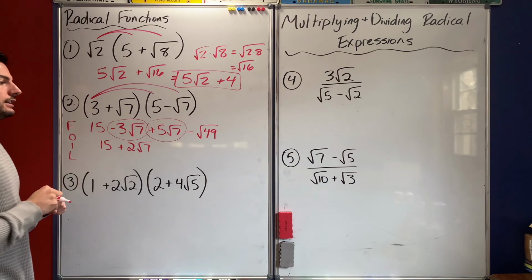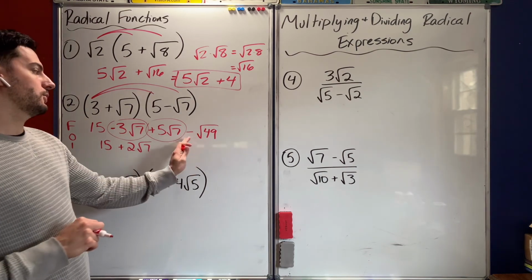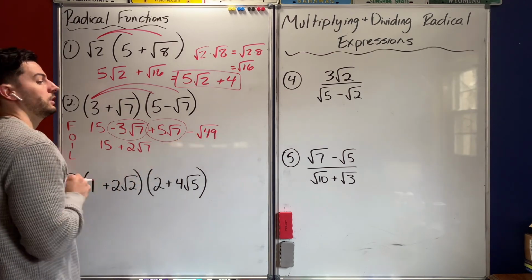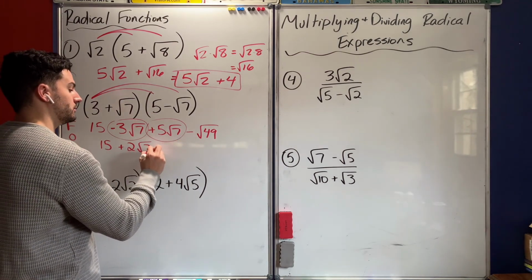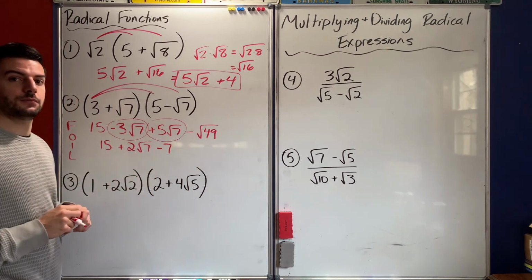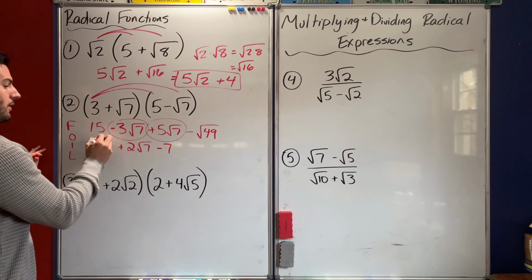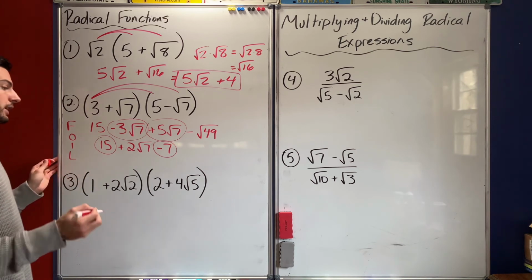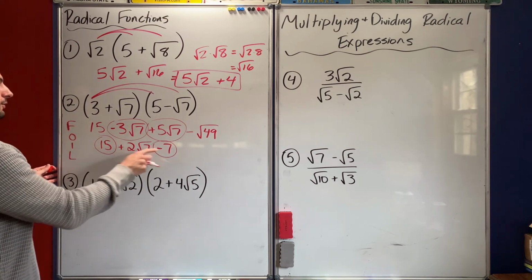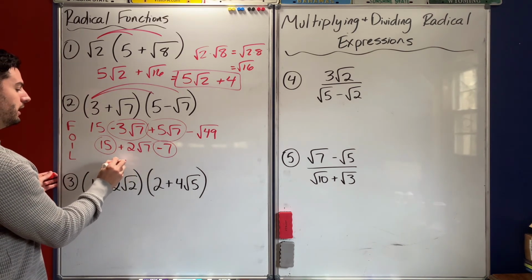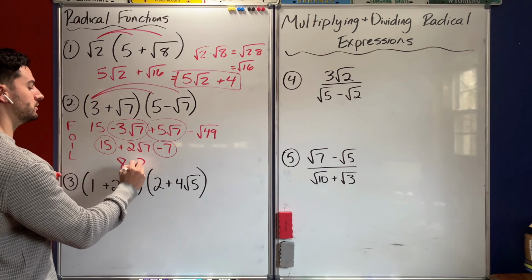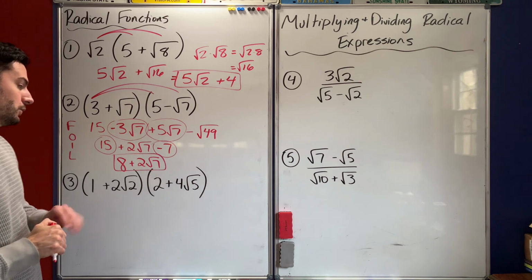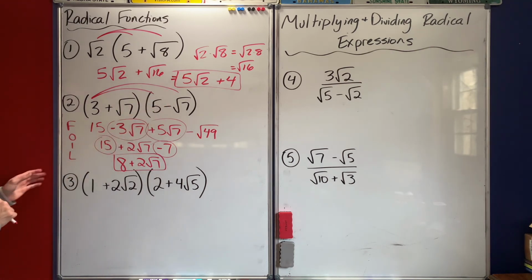And then lastly, this guy right here, right, minus the square root of 49. Well, again, 49 is a perfect square, right? So I could say the square root of 49 is 7. So I could say minus 7. And so now I have this list, okay, and now I have two whole numbers, right, on the ends that I can combine, okay? So my final answer here, if I do 15 minus 7, I would be left with 8 plus 2 square roots of 7. So that would be the process there of FOILing those. Okay, let's do one more of those, and then we'll talk about dividing.